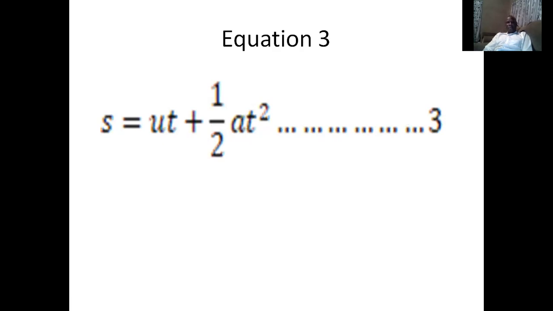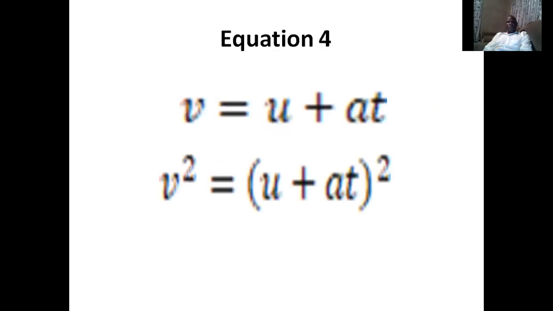And we have known how to derive it, how to come up with it. Then next we look at equation number 4, where we say final velocity is equal to initial velocity plus acceleration times time. Remember, this was our equation number 1.